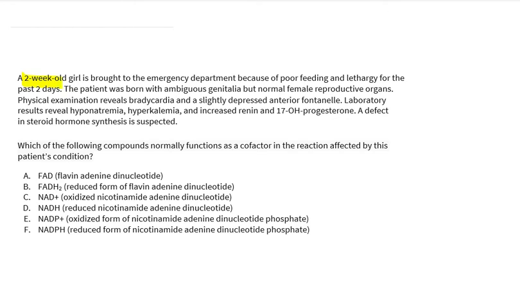A 2-week-old girl has poor feeding and lethargy. She was born with ambiguous genitalia, but normal female reproductive organs. Physical examination reveals bradycardia and a slightly depressed anterior fontanelle. Laboratory results reveal hyponatremia, hyperkalemia, and increased renin and 17-OH progesterone. A defect in steroid hormone synthesis is suspected.